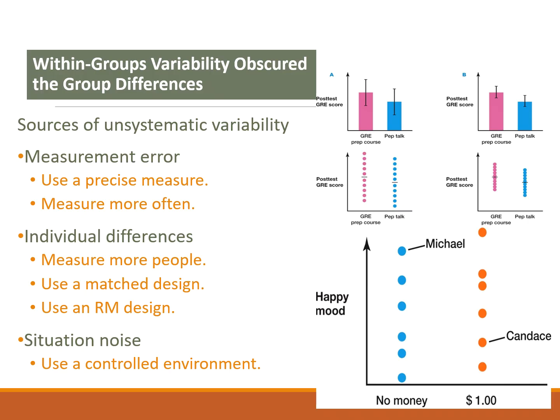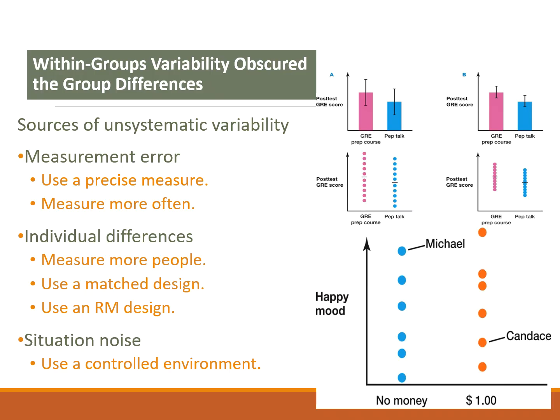So again, some of the sources of unsystematic variability: measurement error. Again, we can use a precise measure. We can measure more often. We can use those individual differences. We can have a larger sample size. We can try to match people on their cognitive skills. And we could also use a random design. And again, random designs tend to work with larger groups. We can also remove situational noise using that controlled environment. All of these are examples of ways that we can gain power.